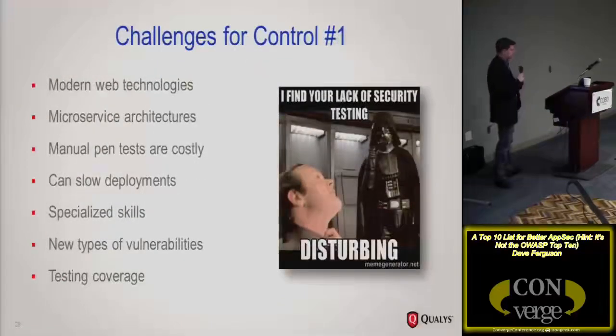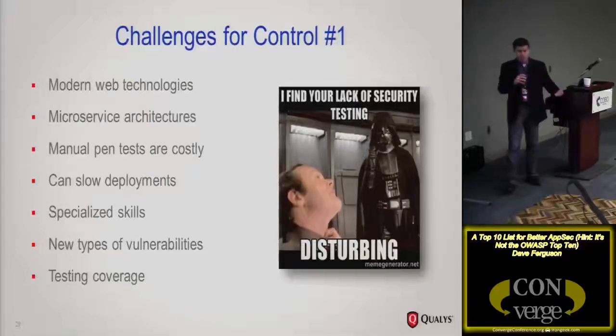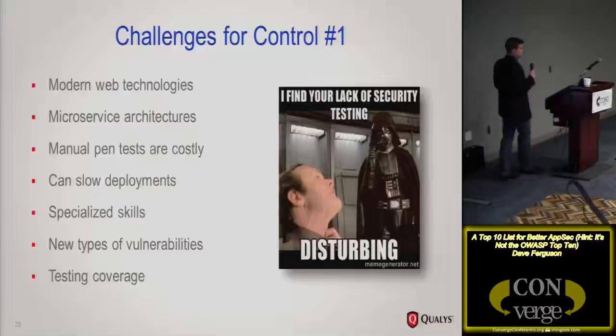So challenges. For this control, even though it's the number one control, there are challenges, including modern web app technologies and microservice architectures, which make static analysis much more difficult, because static analysis works great with a monolithic application where all the code is there. You can track the data flow through the application. With microservices, it's much harder for static analysis to do that.